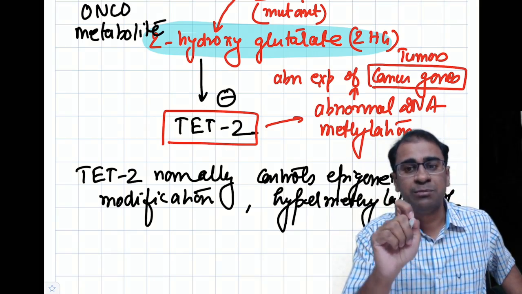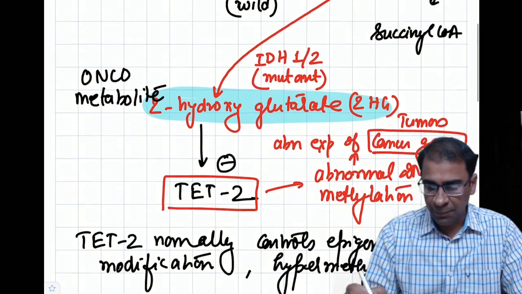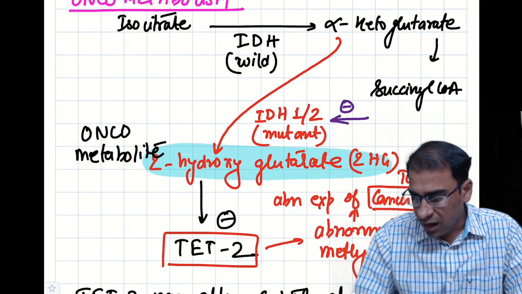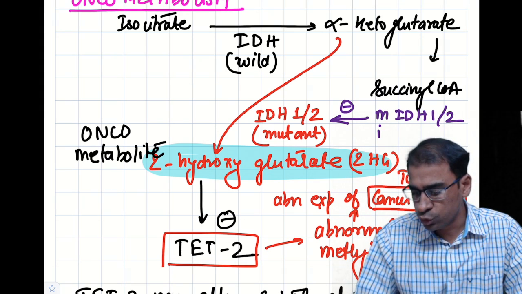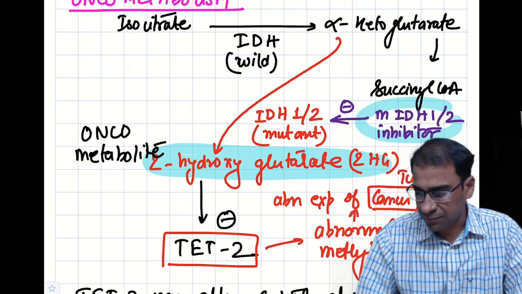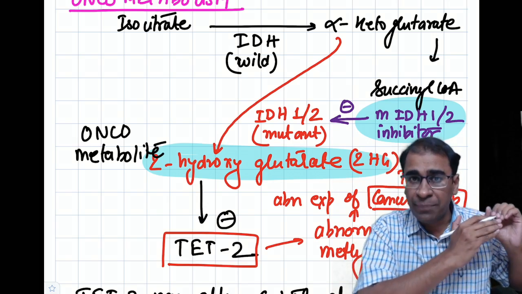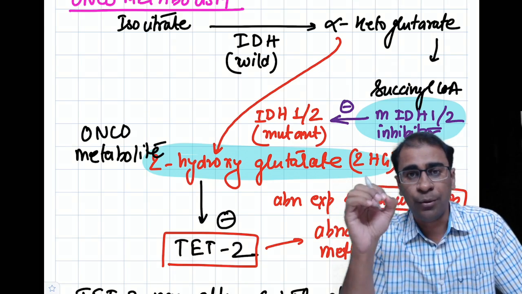There are some drugs being developed which can inhibit the mutant IDH. That means there are some drugs developed against this one. There are mutant IDH1 and IDH2 inhibitors. And this is the recent discovery. This recent discovery is being called a breakthrough mechanism of treating certain cancers which have these IDH mutations.